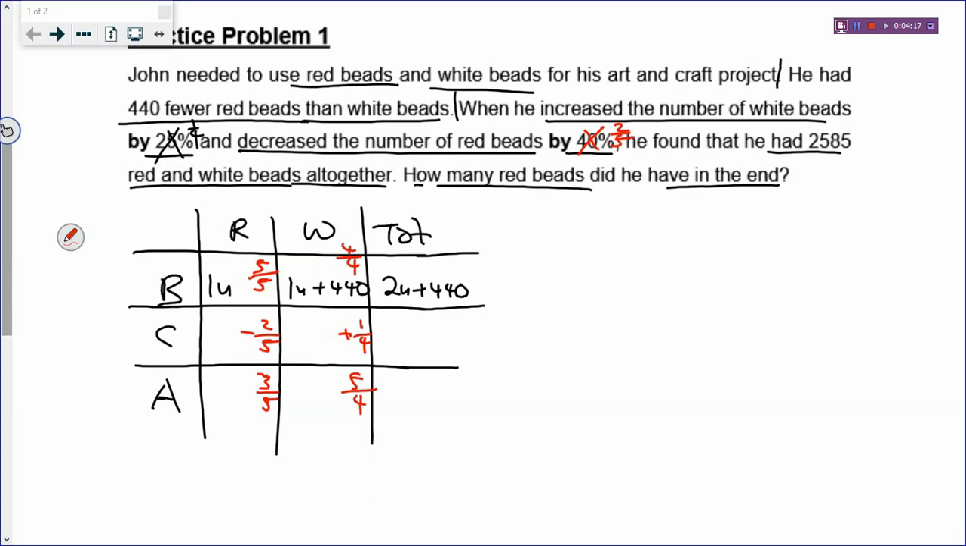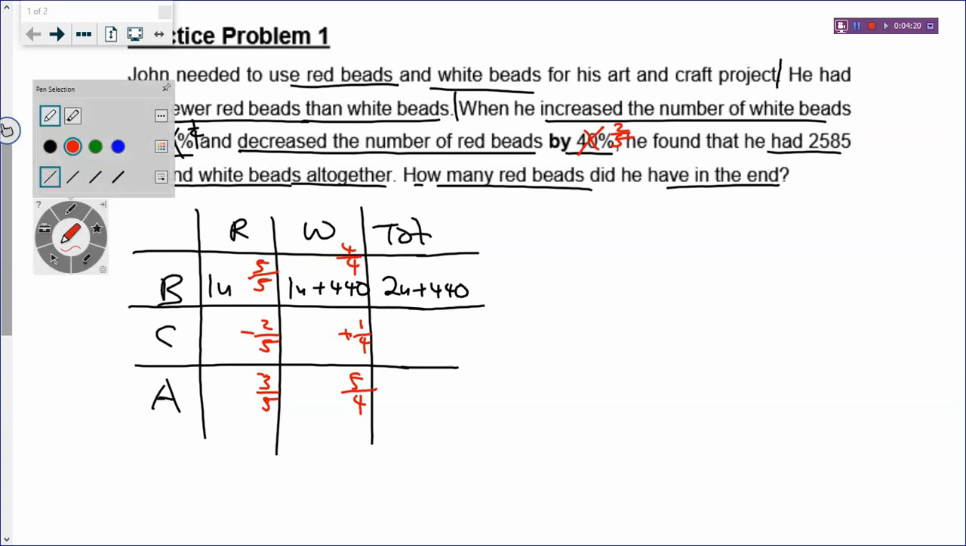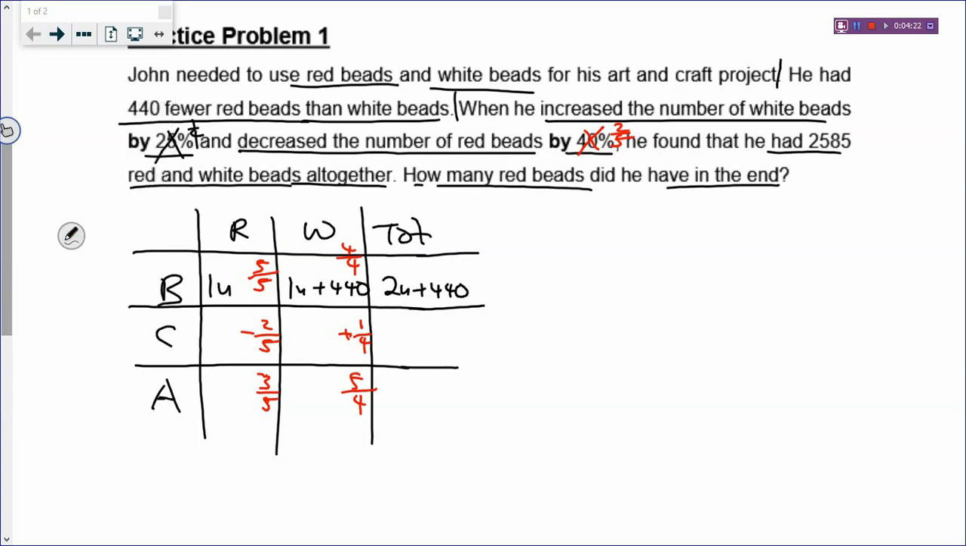Keep reading. He found that he had 2585 red and white beads altogether left. So you put 2585, which is the total in the end, the important number. How many red beads did he have in the end? Your question mark is over here, and you are done.